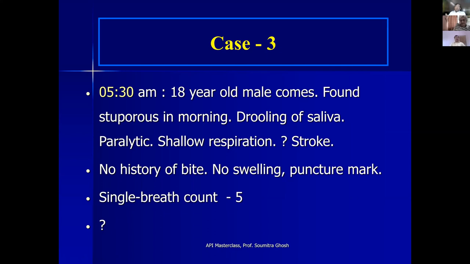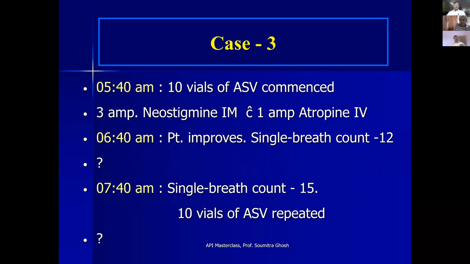And as we know, the neuromuscular type of acute presentation can only be happening in the neurotoxic bite and in, say, botulinum toxin presentation. Otherwise, no such acute presentation can happen. So we should give ASV. At 5:40, within few minutes, 10 vials of ASV commenced. You give a note in the paper, because if they do not recommend, as it is in the national protocol, doctors are confident they can do whatever is to be done. Give a note in the BHT and start ASV.